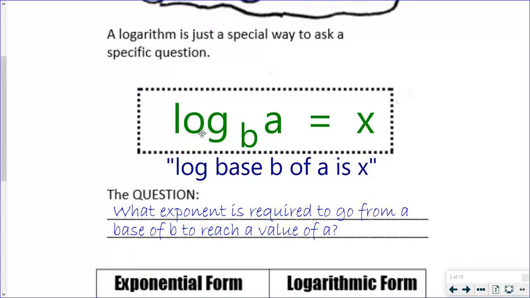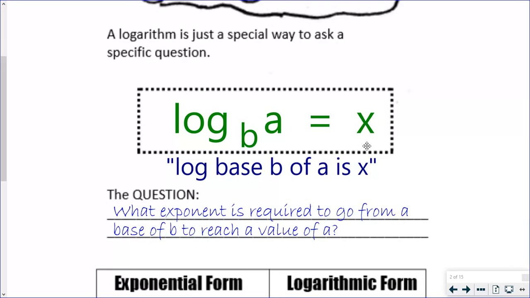When you see this statement here and it says log with a small b at the bottom, a equals x, you read that as log base b of a is equal to x. So that's log base b, base at the bottom, of a is equal to x. That very specific question we talked about, when you are dealing with a log, is asking you what exponent is required to go from a base of b to reach the value of a. I know that sounds crazy, but when you see the two forms next to each other, it might make a little bit more sense.